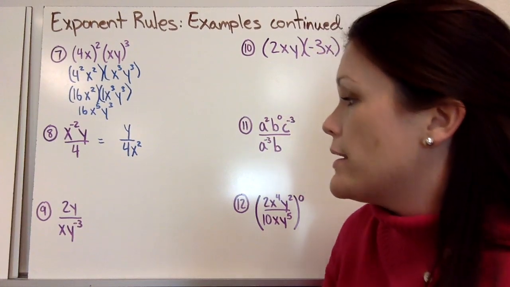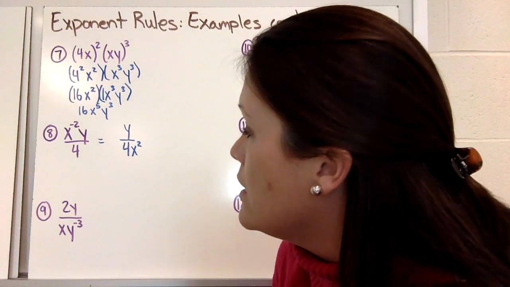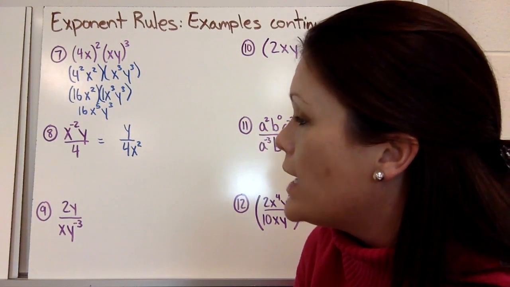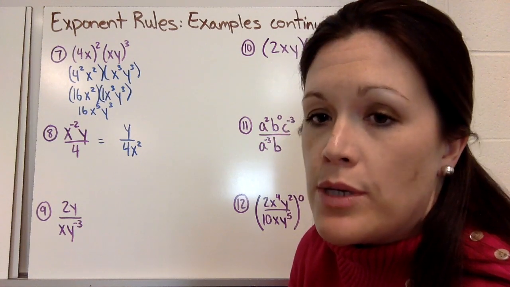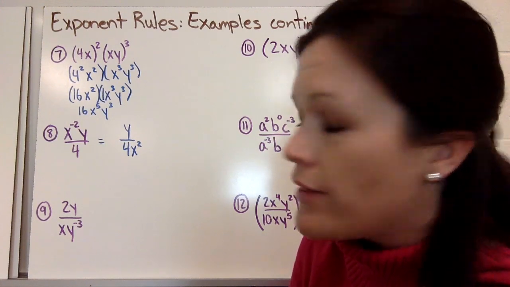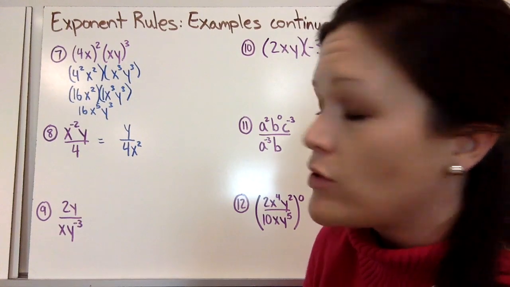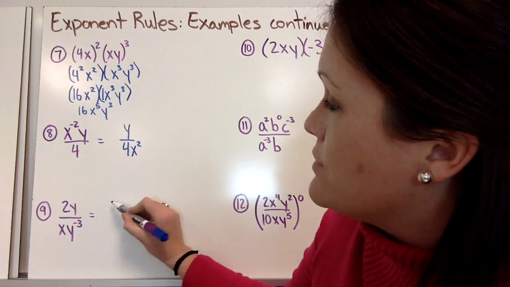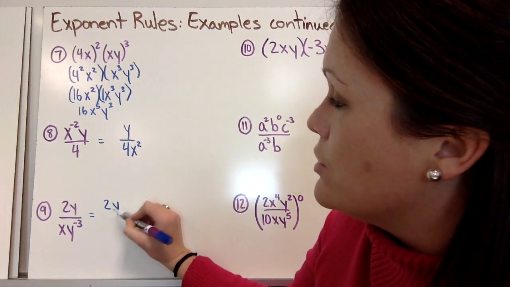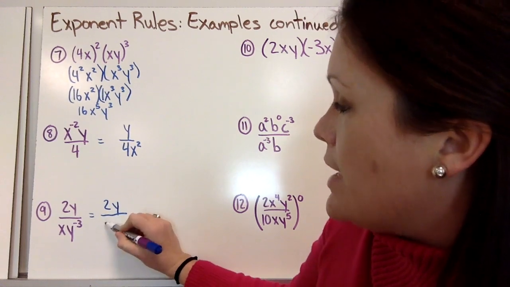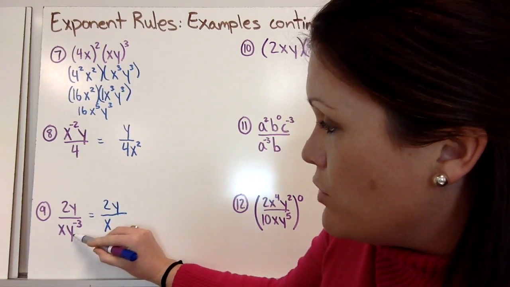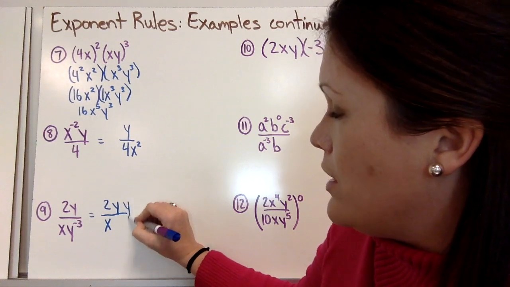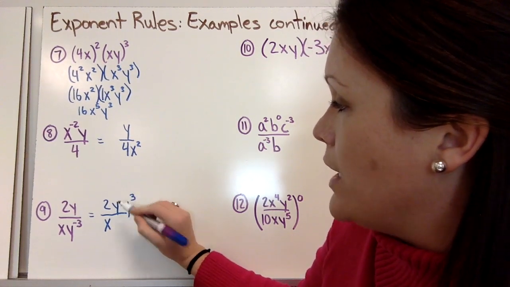But you need to fix the negative for it to be considered simplified. Let's look at number 9. We have 2 times y divided by x, y to the negative 3rd power. So here we do have 2 y's that would go together. We need to fix the negative. So I would do that first. We have 2y still in the numerator. We have x in the denominator. And we need to move this y to the numerator and make it have a positive 3.